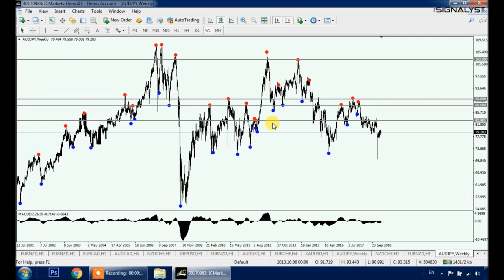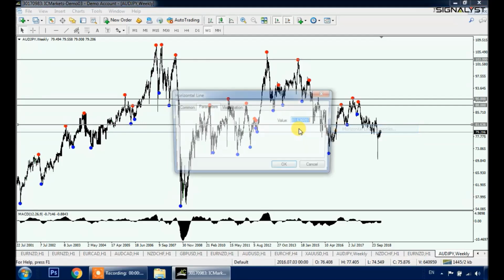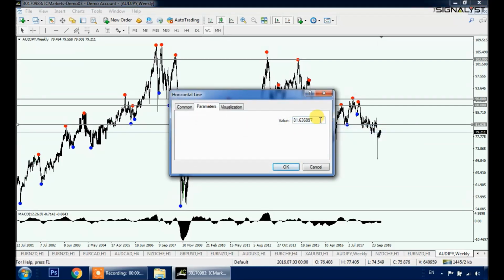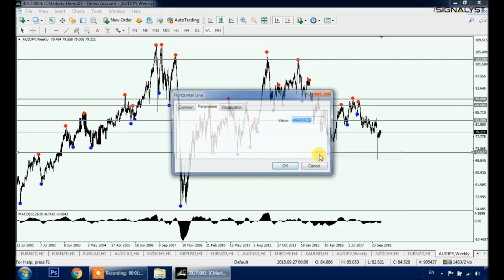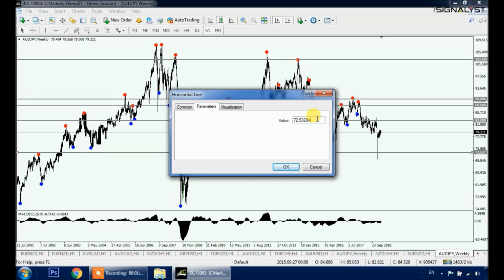And continue. Here we can connect 1, 2, 3, 4, a very good one. Let's make it a round number, let's say 83. 1, 2, and 3. And let's continue. Can we draw any more lines? Here we go. 1, 2, and 3 dots. Let's make it 72.